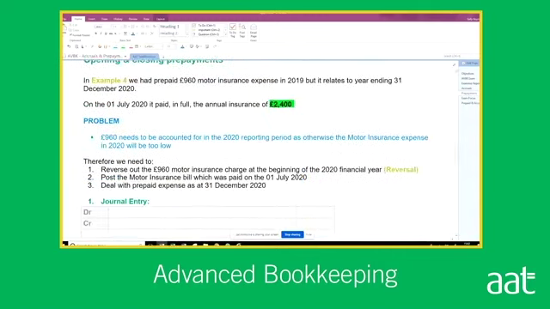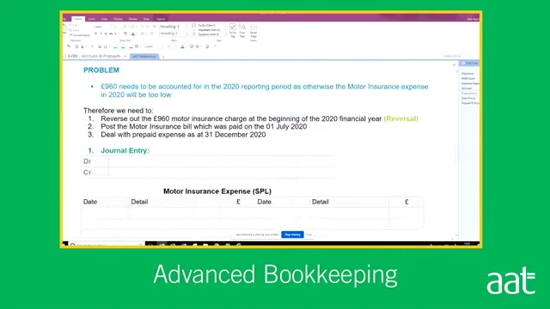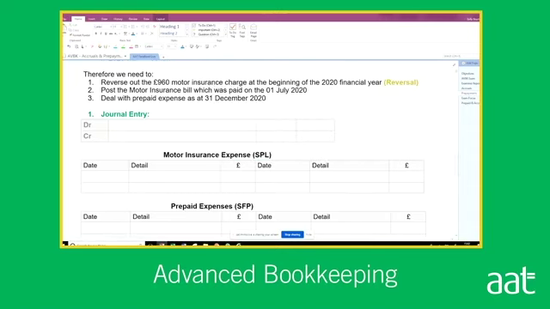So as I was saying, we are going to obviously debit the motor insurance expense. So motor insurance expense, okay, which was the 960, and then the prepaid expense, sorry, first mistake, so prepaid expense of 960, okay.